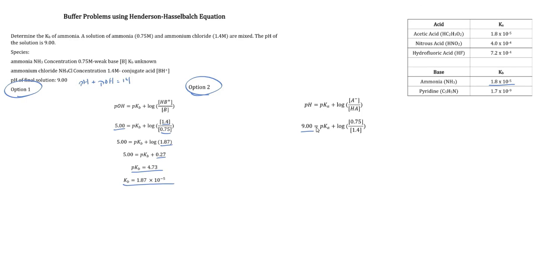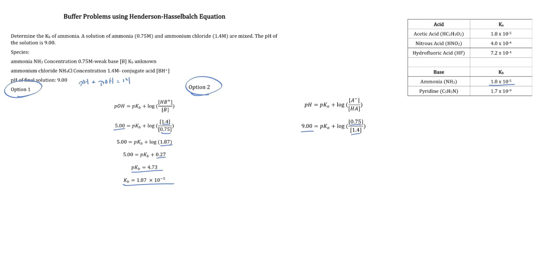Remember, your weak base or your conjugate base goes in the numerator. So this is where I'm putting my concentration of ammonia. Now, the conjugate acid of ammonia is the ammonium chloride. Actually, it's more just the ammonium, so that my concentration for that goes in the denominator. If you look back at my option 1, you can see that that ratio is flipped from the base form to the acid form. Okay, let's run through some math.